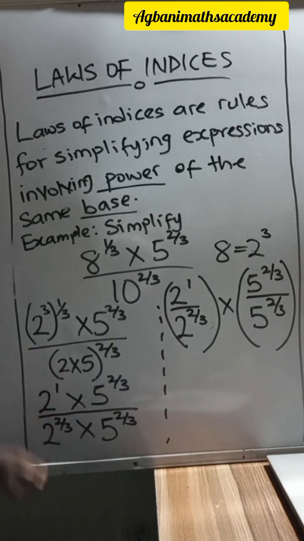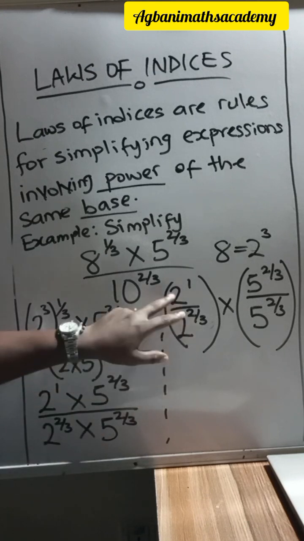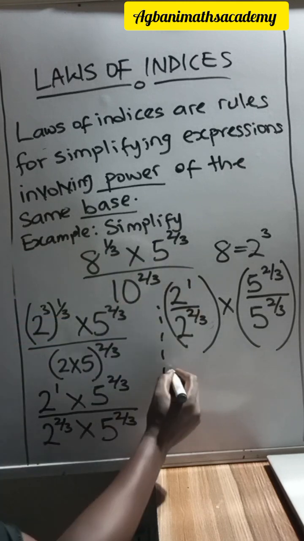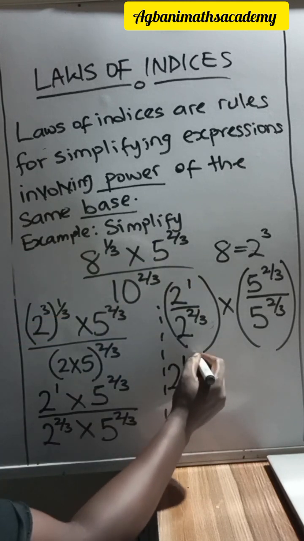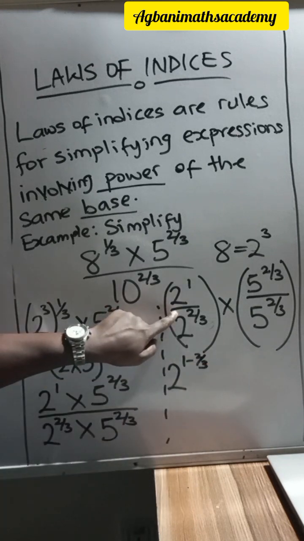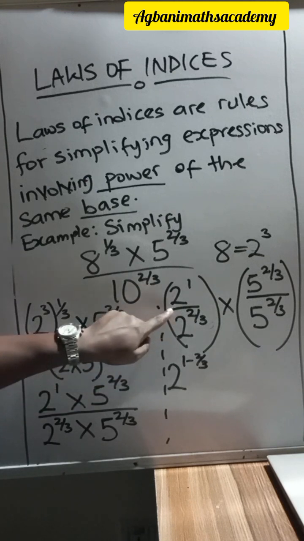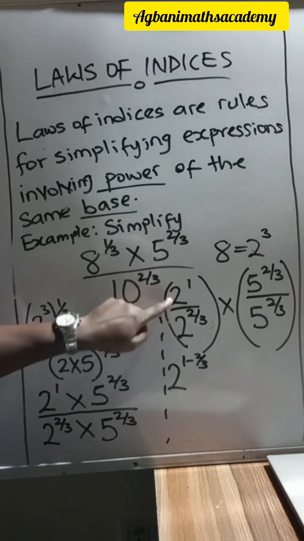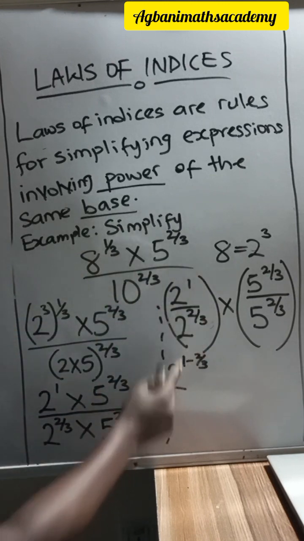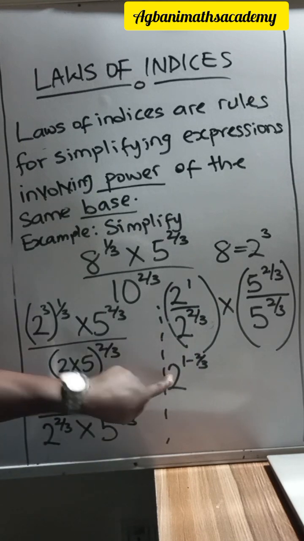When you are dividing two exponential expressions with the same base, you subtract the powers. So this will now be 2 to the power of 1 minus 2 all over 3. So we are dividing. This is the second law. For those that were here when we started, this is the second law. When you are dividing two exponential expressions with the same base, you subtract the powers. So 1 minus 2 all over 3. So we have applied it here.